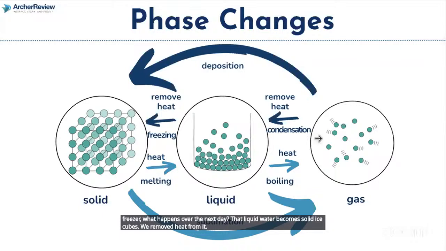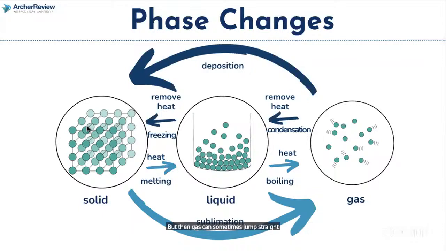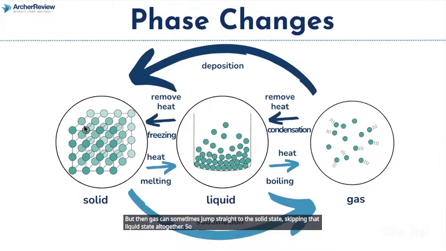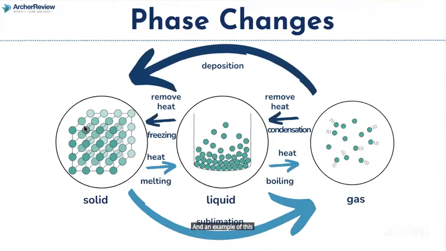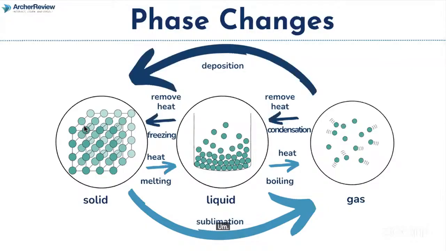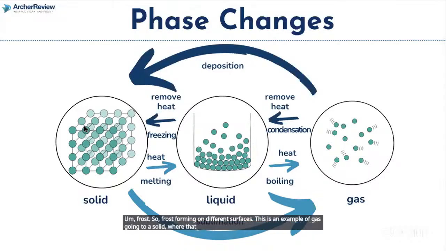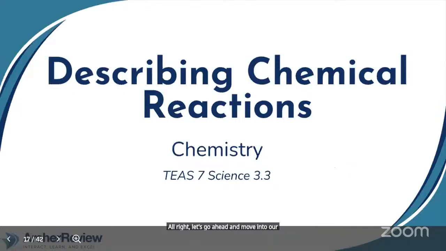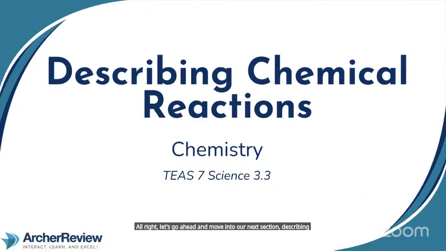But then gas can sometimes jump straight to the solid state, skipping that liquid state altogether. So gas jumping all the way to solid is called deposition. And an example of this that I think most people are familiar with, but it depends on where you live, of course, is frost. So frost forming on different surfaces. This is an example of gas going to a solid, where that water vapor in the air directly transforms itself into ice.